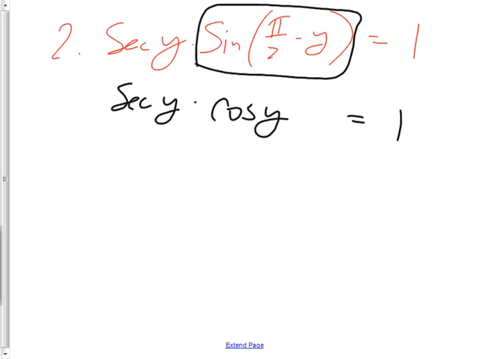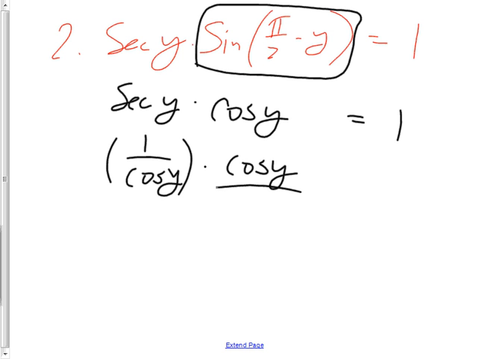What did Mrs. Server say again about generally you want to kind of move it towards what? Sine and cosine. Okay, so then secant could be what? 1 over cosine times cosine. And I'm going to put that over 1. And then the cosines will cancel, and I get a 1 equals a 1. And if you don't finish like that, you have not proved. You haven't got your final proof statement. You need this.